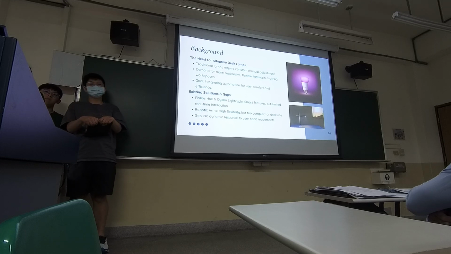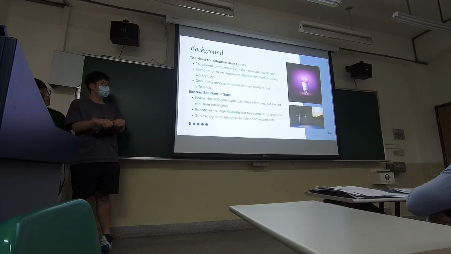Now let's look at the existing solutions. Products like Philips Hue and Dyson Lightcycle are already pushing the boundaries of what smart lighting can offer. The Philips Hue series, for instance, allows users to control the light settings through voice commands and smartphone apps. However, these lamps still operate based on preset configurations. They don't have the ability to respond dynamically to the user's movements in real time.